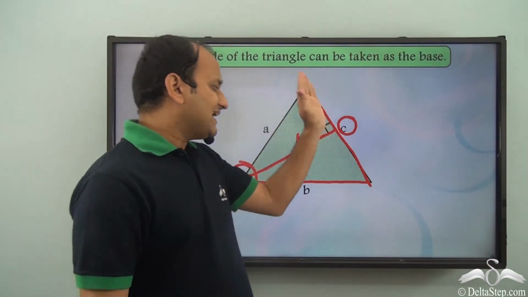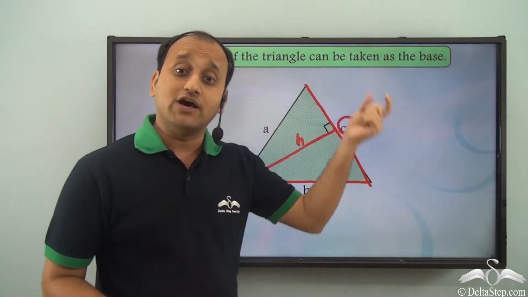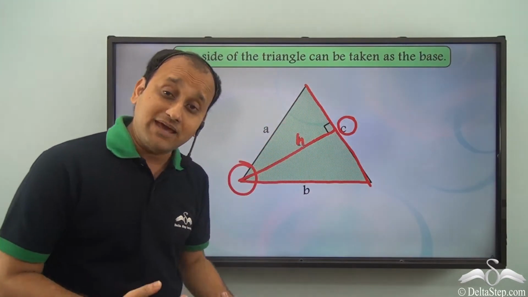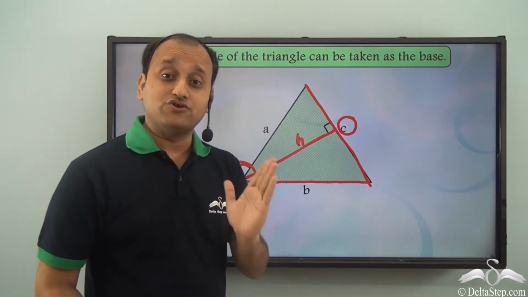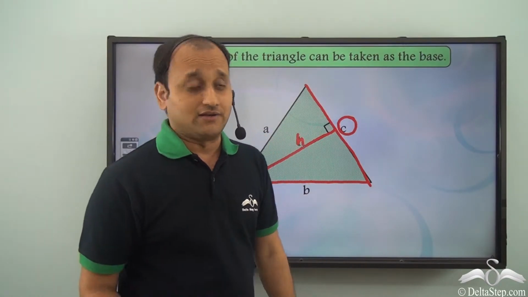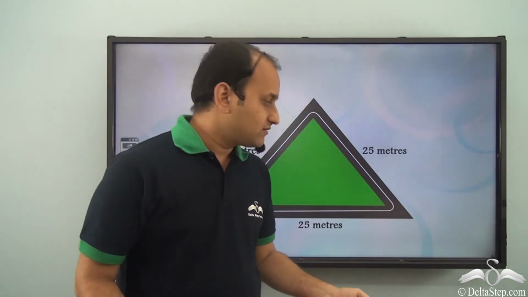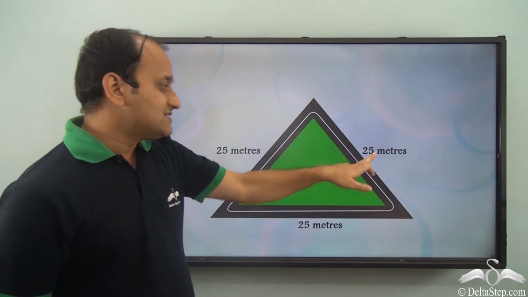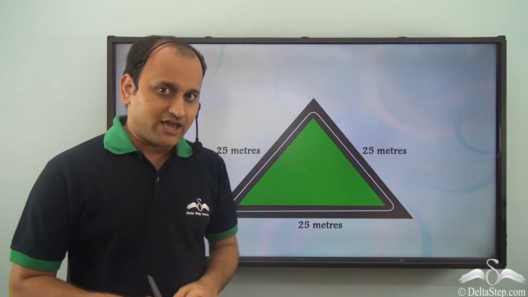So, you can take any side as the base, and accordingly you will drop a perpendicular on that particular base from the opposite vertex, and that will be height of the triangle. And then using the formula half into base into height, you can calculate the area of triangle. Now, in case of Ravi, we have this particular triangle. So, each side is 25 meters long, but we also need height of the triangle, isn't it?